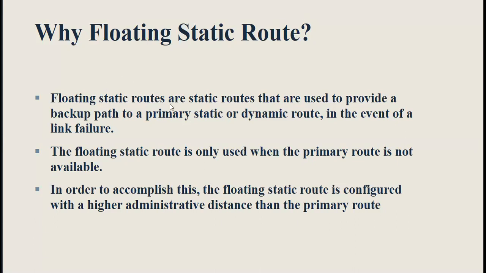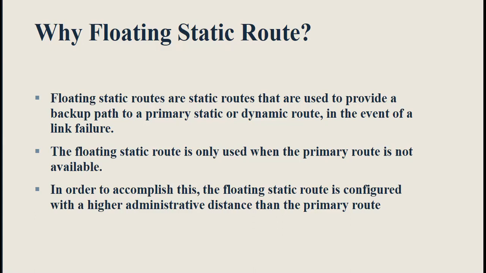Floating static routes are static routes that are used to provide a backup path to a primary static or dynamic route in the event of link failure. Floating static route is only used when the primary route is not available. In order to accomplish this, the floating static route is configured with a higher administrative distance than the primary route.